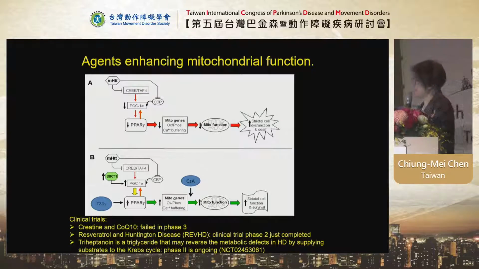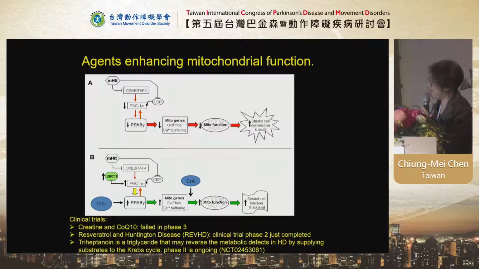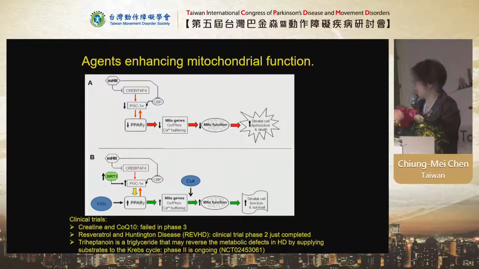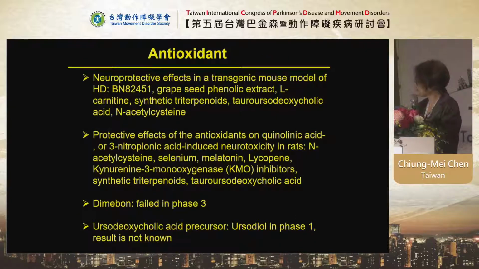And this has been shown to be effective in animal studies, but clinical trials of creatine and coenzyme Q failed in phase 2. And resveratrol just finished their phase 2 study. Triheptanoin is a triglyceride that may reverse metabolic deficit in HD by supplying substrate to the Krebs cycle. And the clinical study, phase 2, is just ongoing.